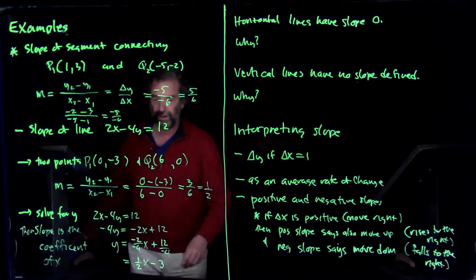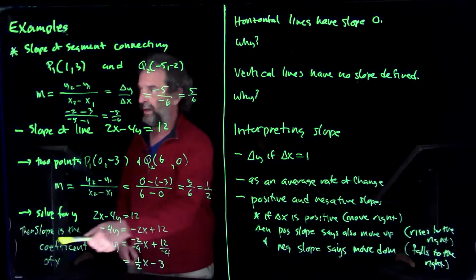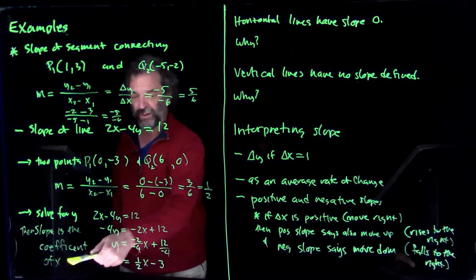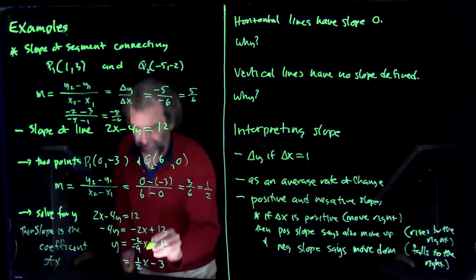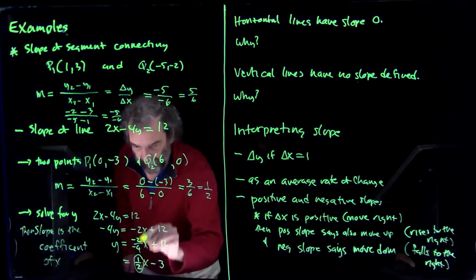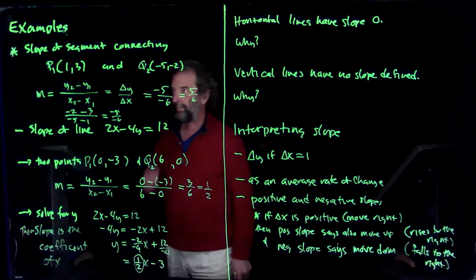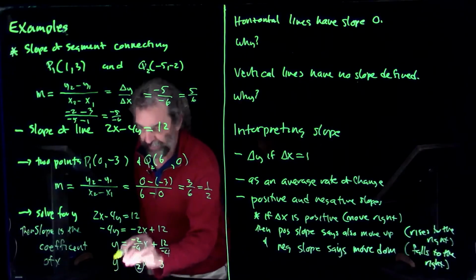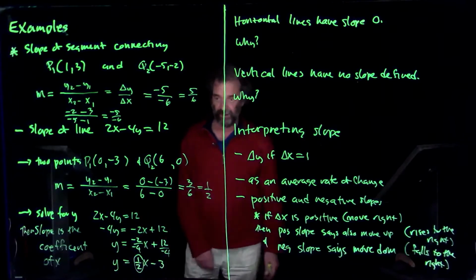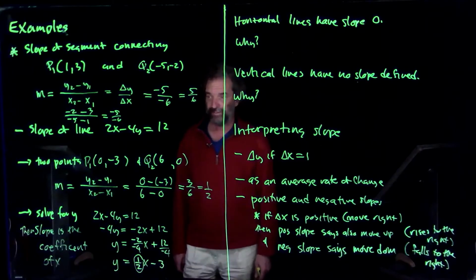So once we solve for y, the slope is the coefficient of x. So we look for the coefficient of x. Right there, that 1/2. Since it's y equals, it has to be y equals for that to happen. y equals 1/2 x, the slope is 1/2.